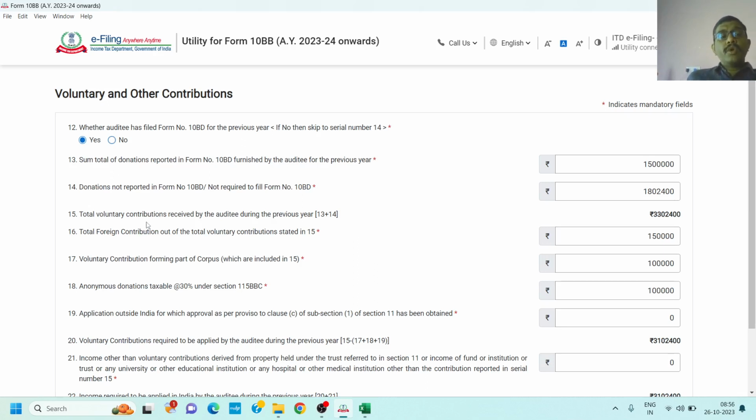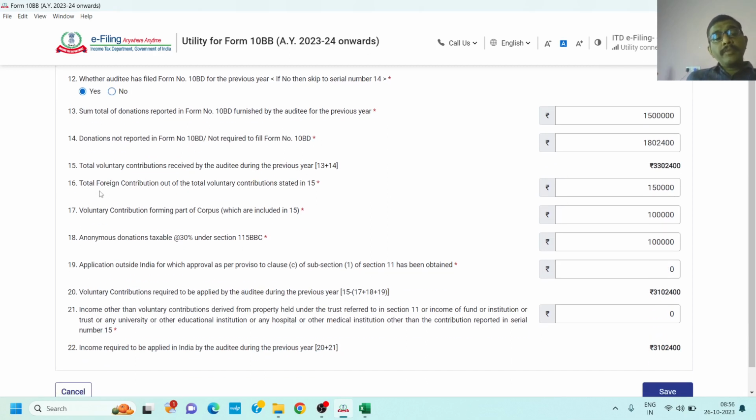Question number 15. Total voluntary contributions received by the auditee during the previous year. It is the sum total of 13 and 14. Question 16: Total foreign contribution out of the total voluntary contribution stated in 15. Here, if there is any foreign contribution, you need to disclose it here. But the catch here is that if you are disclosing any amount in question number 16, then it is incorrect.